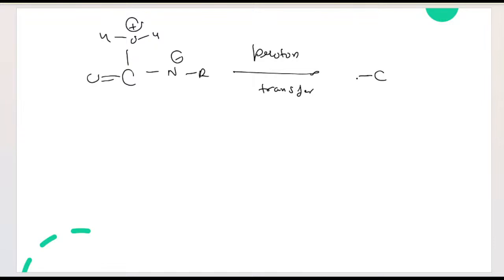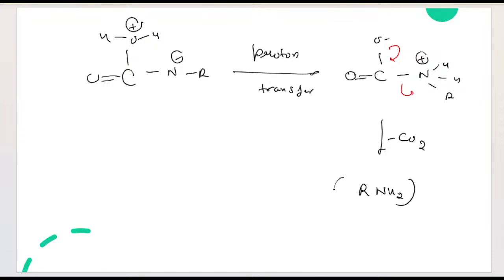Okay, so it's a common thing. CO, this is O negative, and then nitrogen with a positive charge, same ditto. If you're observing, electrons move here, and this leaves again as a CO2 molecule, right? So again the CO2 molecule is leaving from here, and we are getting RNH2. That's it. So it's the same mechanism but with a different kind of product. Okay, so that's it. This is all for the Curtius reaction.